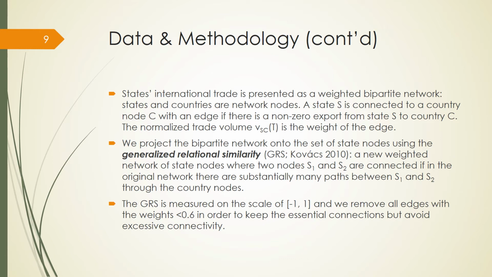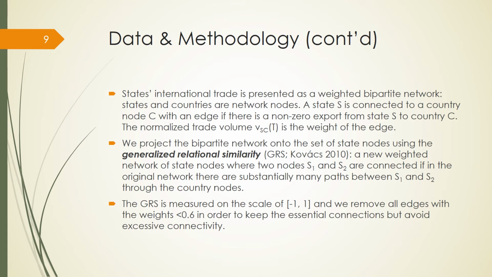We use the generalized relational similarity to project this network onto the set of state nodes, which is a new weighted network, and two nodes, S1 and S2, are connected if in the original network there are substantially many paths between S1 and S2 through the country nodes.